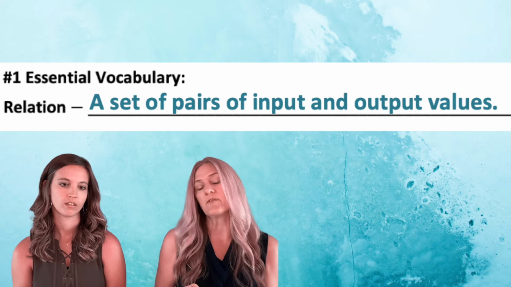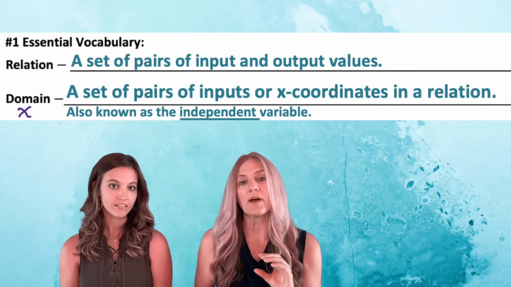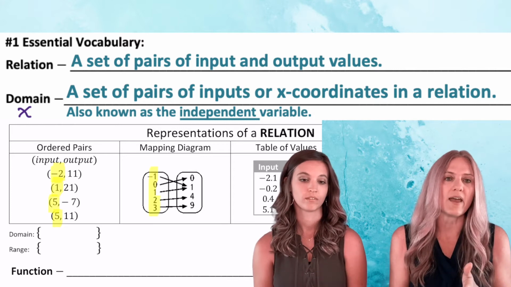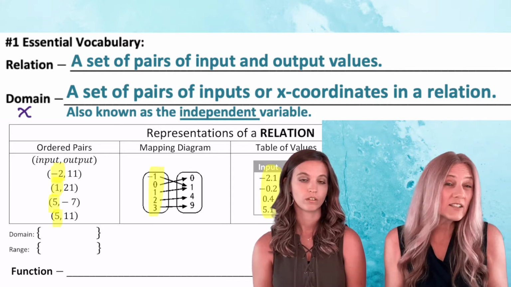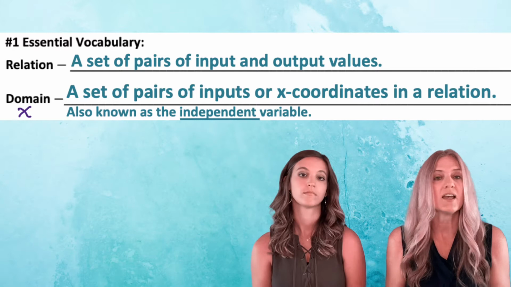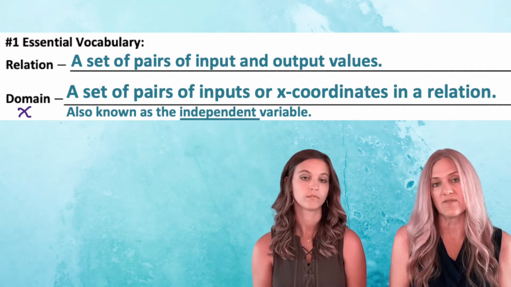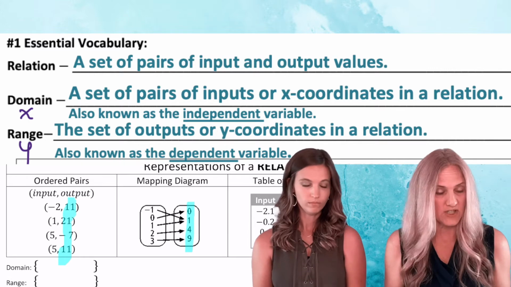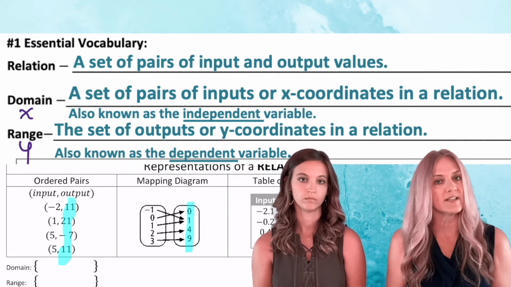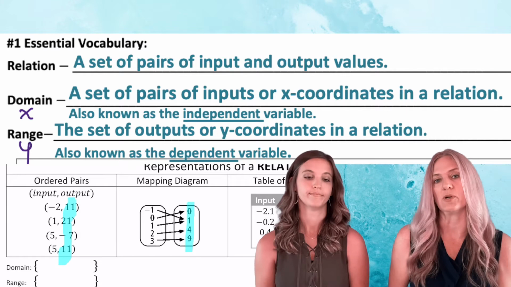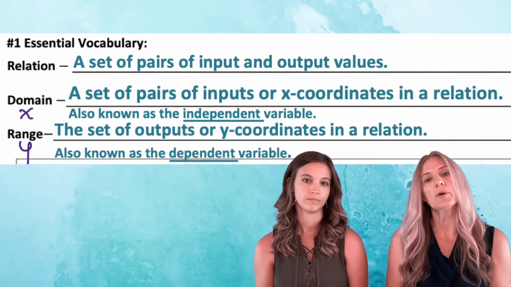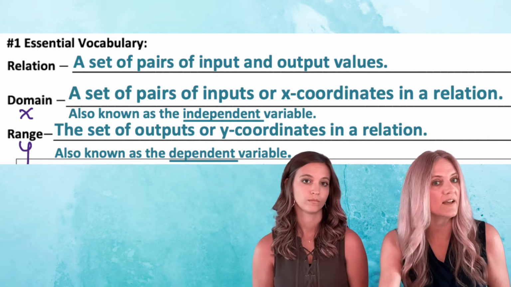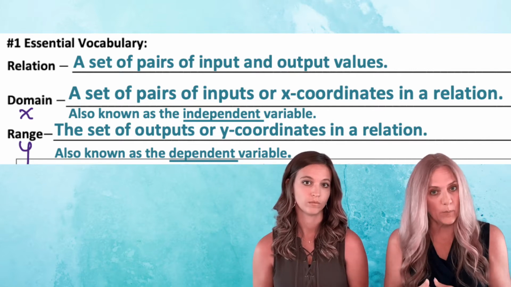To be more specific, within that relation, if we're talking about the inputs, that's the domain. If we're talking about an XY ordered pair, the X coordinates are the inputs, also known as the independent variable. Range, then, of course, is the output of any relation. In an ordered pair, those are the Y coordinates, and we call it the dependent variable because it depends on the value of X. Whatever the input was, then it shoots out the output.